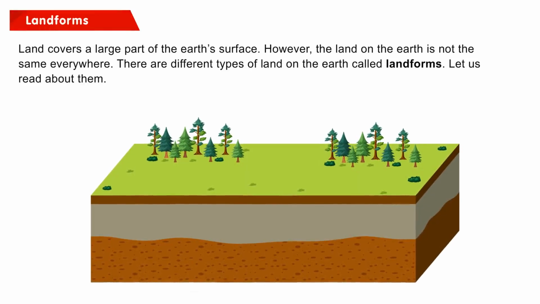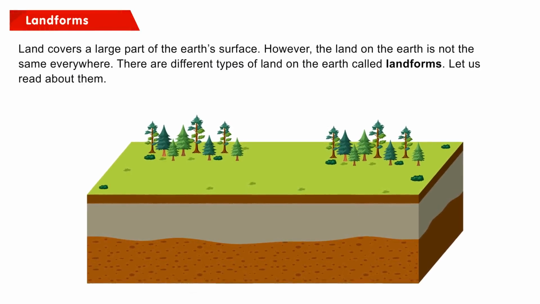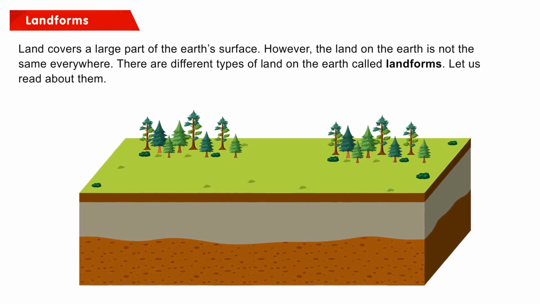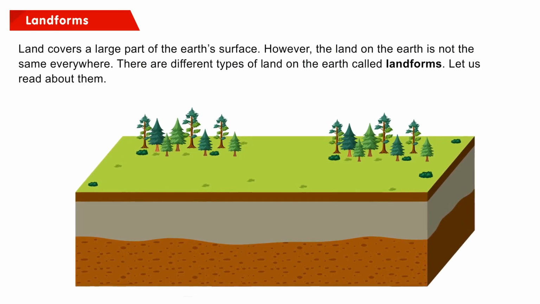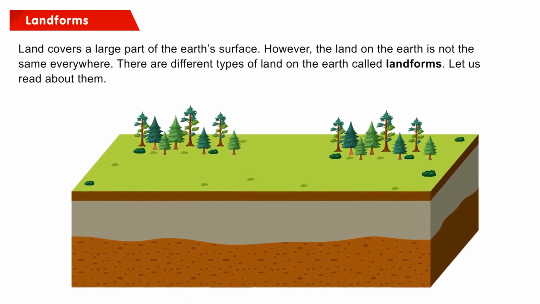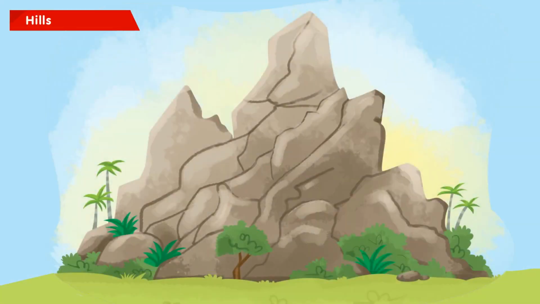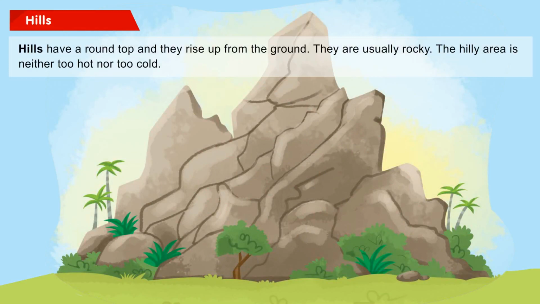Landforms. Land covers a large part of the Earth's surface. However, the land on the Earth is not the same everywhere. There are different types of land on the Earth called landforms. Let us read about them. Hills. Hills have a round top and they rise up from the ground. They are usually rocky. The hilly area is neither too hot nor too cold.